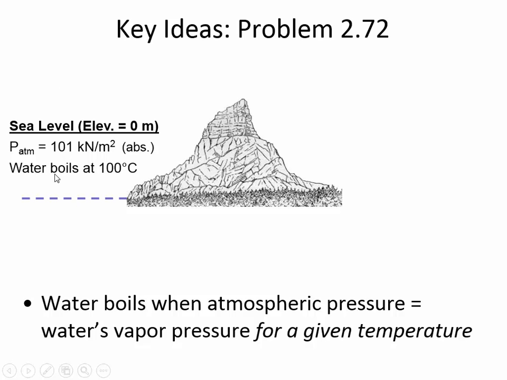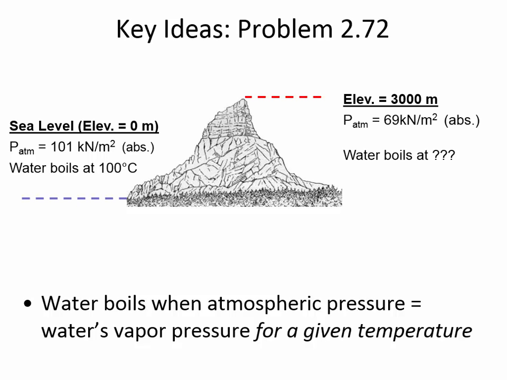The atmospheric pressure at sea level is 101 kilonewtons per meter squared, and water at sea level boils at 100 degrees Celsius. That's vapor pressure. Remember that water boils when atmospheric pressure equals the water vapor pressure for a given temperature. So the water vapor pressure is 101 associated with boiling at atmospheric. Okay? Now consider higher up, at an elevation of 3,000 meters. In the problem statement, it's telling us that at 3,000 meters, the pressure is 69 kilonewtons. And so they want to know essentially what temperature the water is going to boil at that high elevation.